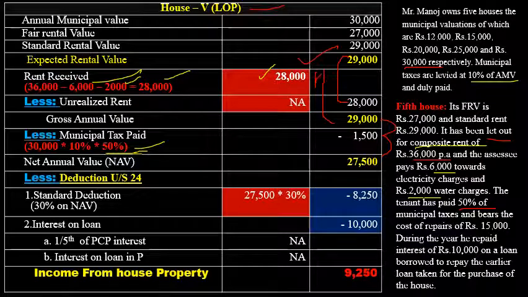Next is the deduction under section 24. First is the standard deduction. It is 27,500 into 30%, so you will get 8,250 as the standard deduction. Next, interest on loan. The interest on loan for the previous year is 10,000, which is liable for deduction. That concept again I have explained in the previous class. If you have not watched that video, please go through that particular video regarding interest on loan. So SSC at the end is going to get an income of rupees 9,250.